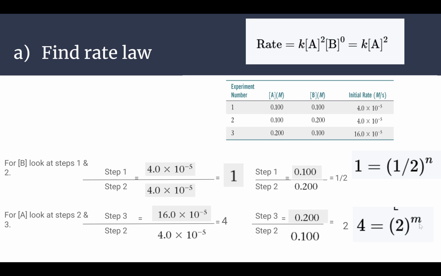And then we have 2 to the m equals 4, so m is 2. So this is going to be a second order reaction, and your rate law is shown up here. Rate equals k, the rate constant, times the concentration of A squared.